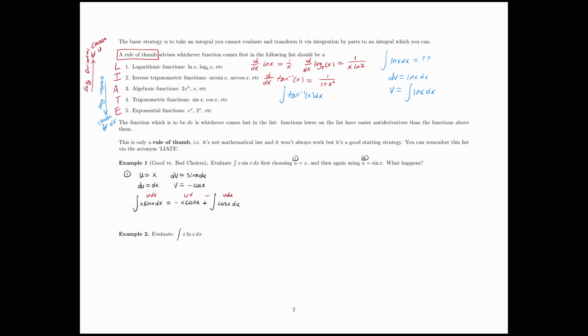Okay, so the integral that we have showing up is cosine. Well, we know the integral of cosine is sine. So there's our final answer. That was pretty easy. What do we get now if we choose u equals sine of x?